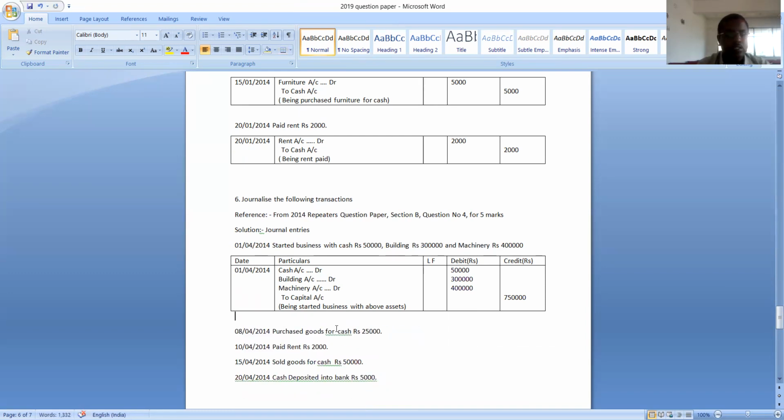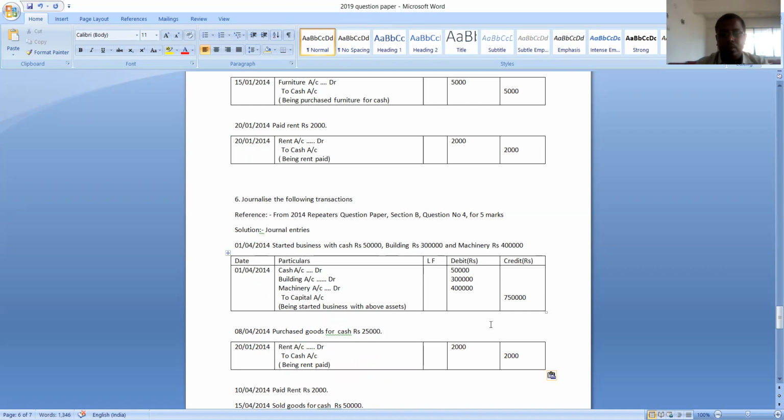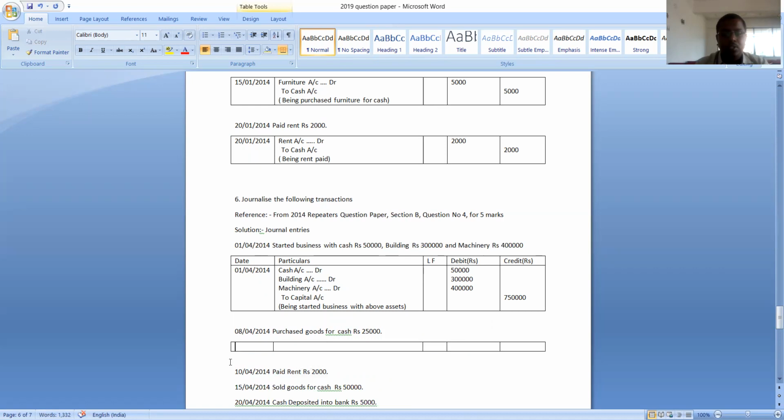Next transaction is dated 8th of April 2014. What is the transaction? Purchased goods for cash rupees 25,000. What is the date? 8th April 2014. Purchased goods for cash rupees 25,000.